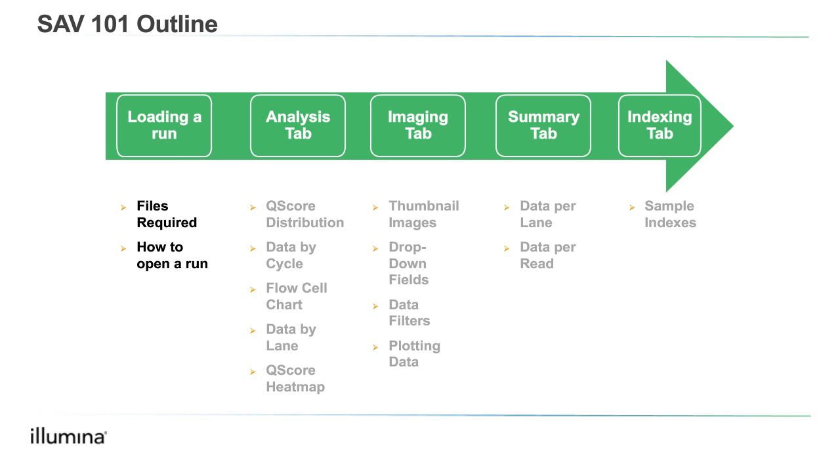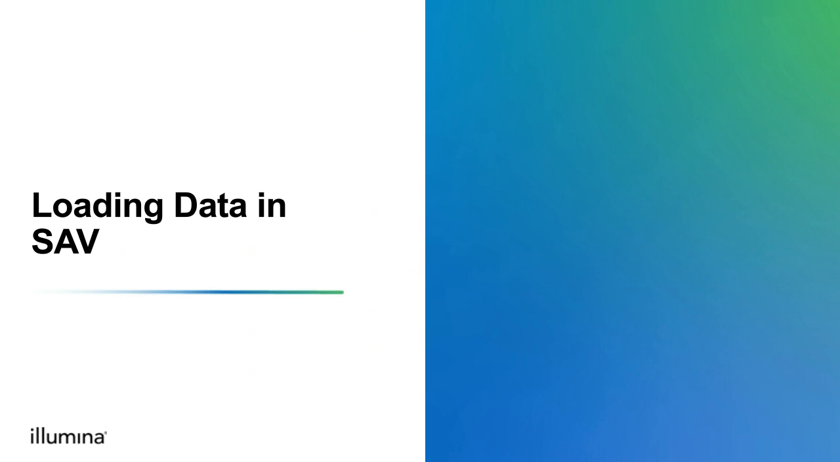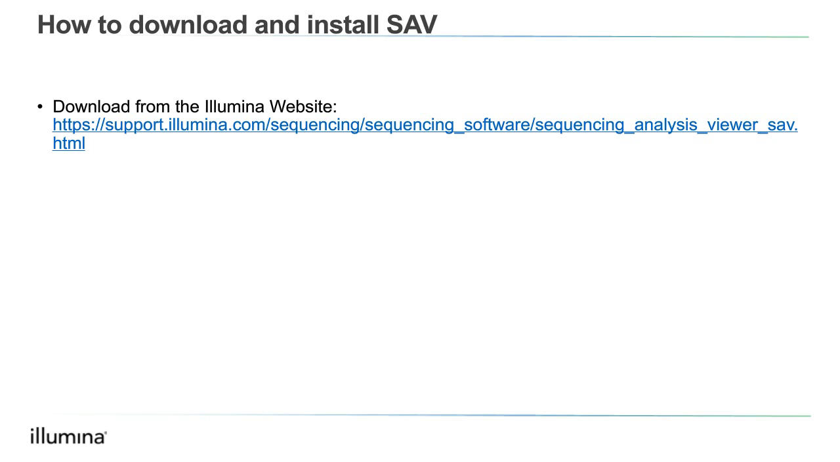First, there are certain files required to properly open a run in SAV. Let's go over how to load and open a run. We first need to download SAV, which can be downloaded onto the instrument or onto your personal computer. SAV is a free software that can be downloaded from the Illumina website through the link here, and SAV can be used to view runs from all instruments.